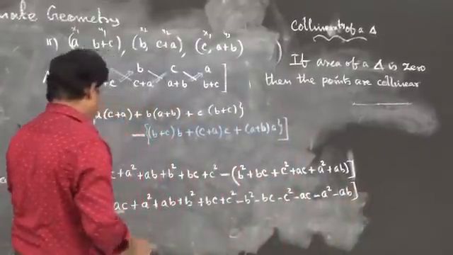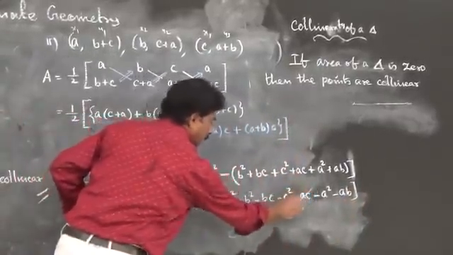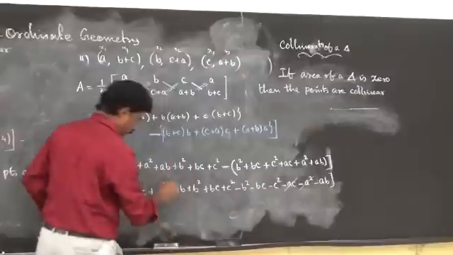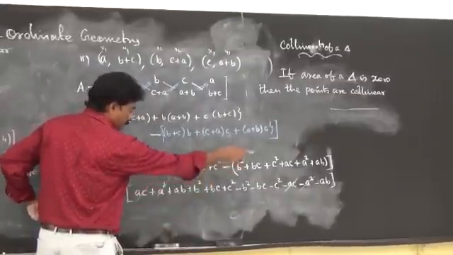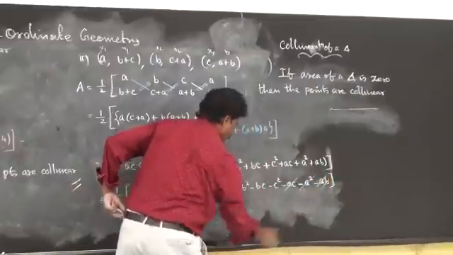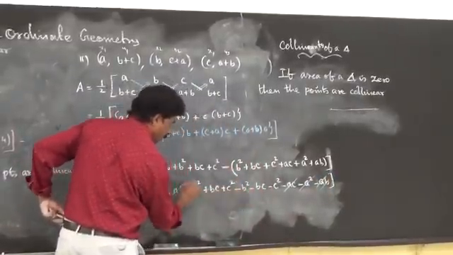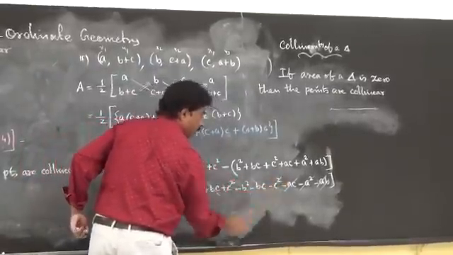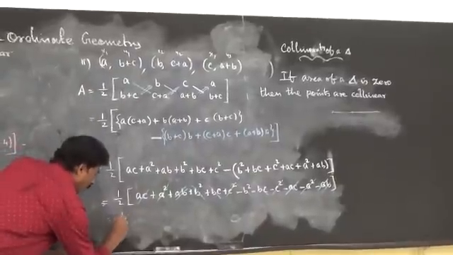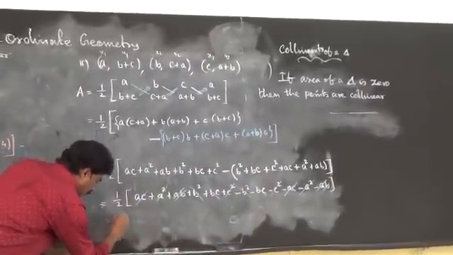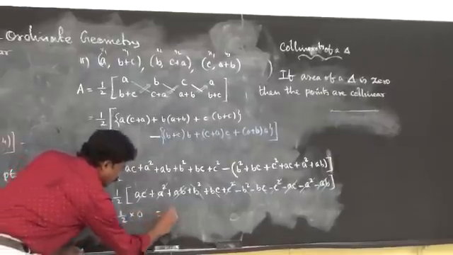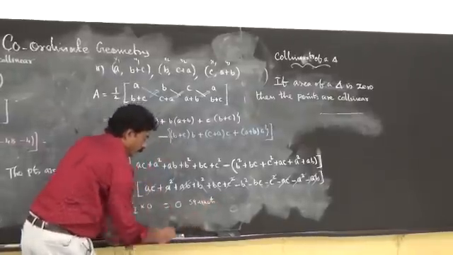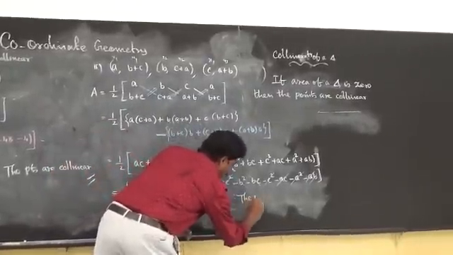Now check: plus AC, minus AC, you can cancel. A square minus A square, AB minus AB, B square minus B square, BC minus BC, and C square minus C square. So everything is cancelled. So 1 by 2 into 0, that is 0 square units. So area is 0. Therefore the points are collinear.